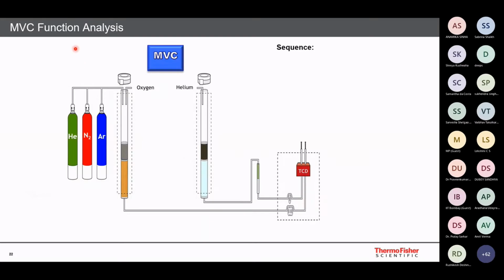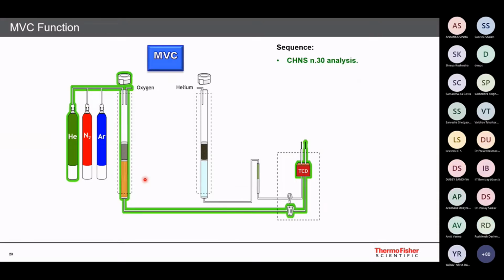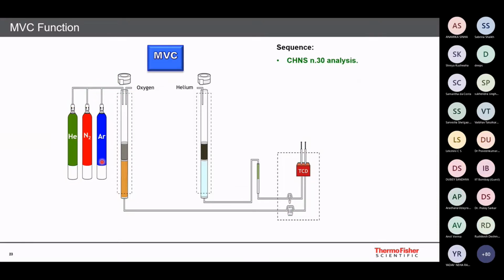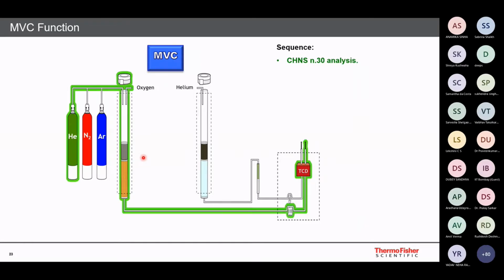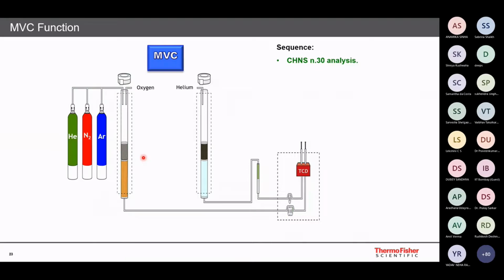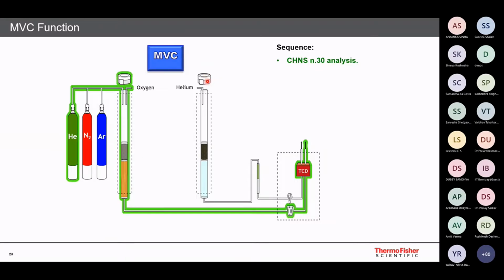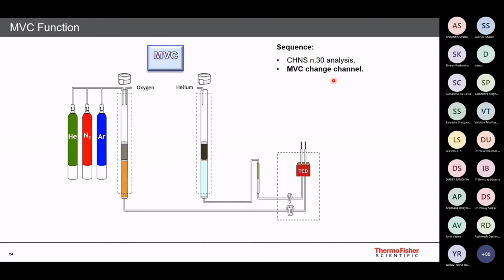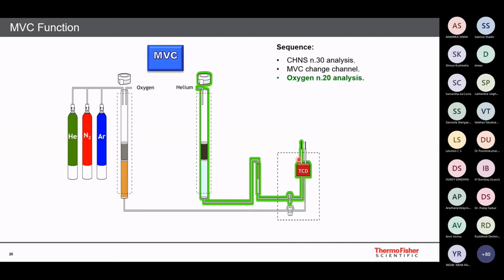So how does the MVC work? See, here there is helium gas and here it is CHNS. First, suppose we want to analyze 30 CHNS samples. So CHNS will be going on. Now I want to analyze oxygen in the same samples also. So again I take 30 sample weights, and I keep them in the right-hand side auto sampler. So automatically the MVC changes the channel and we can start that analysis.